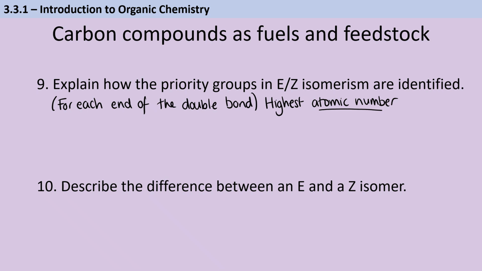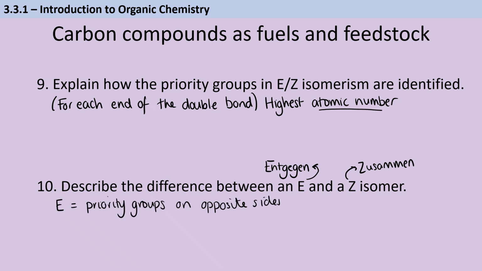The difference between an E and a Z isomer, in other words, entgegen, which means apart from each other, and zusammen, which means together, is about whether the highest priority groups are on the same side of the double bond. So if it's an entgegen isomer, you have your priority groups on opposite sides, whereas if it's zusammen, then it's priority groups on the same side.